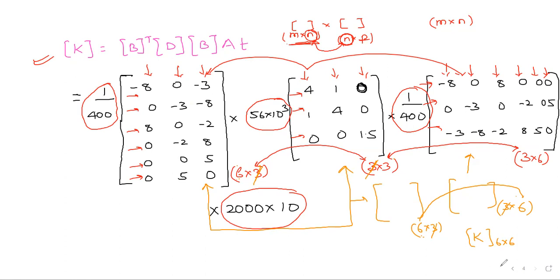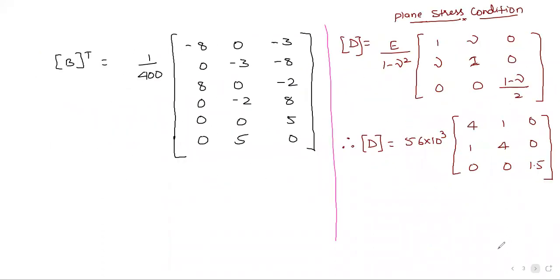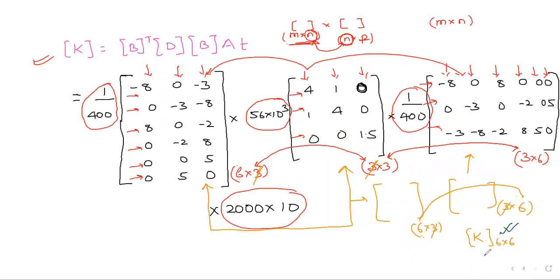So obviously, when we are solving for a CST element, it should be of size 6 by 6. Why should it be of size 6 by 6? Because at node number 1, how many unknowns are there? We have two unknowns, U1, V1. Node number 2, U2, V2, node number 3, U3, V3. So how many unknowns? 1, 2, 3, 4, 5, 6 displacements are there. Once 6 displacements are there, the stiffness matrix is going to be 6 by 6. So here we can see that our equations are correct and we are going to get this matrix as 6 by 6.